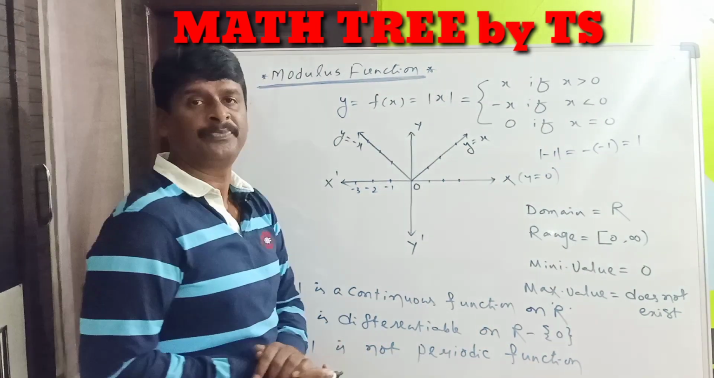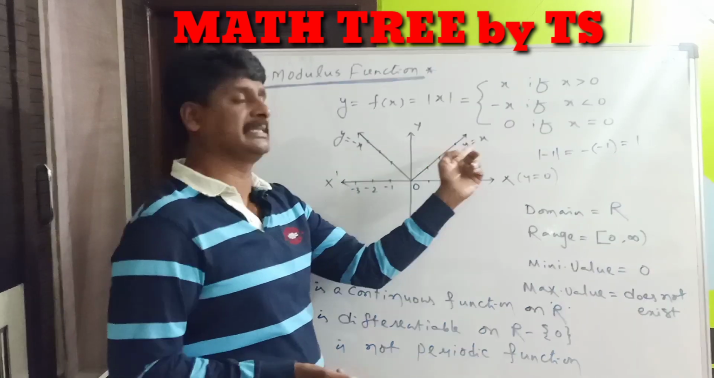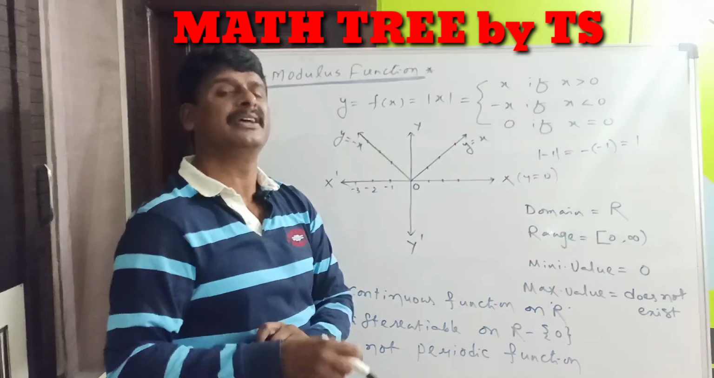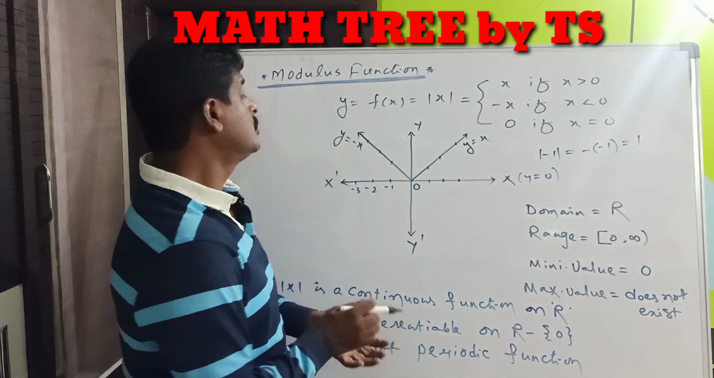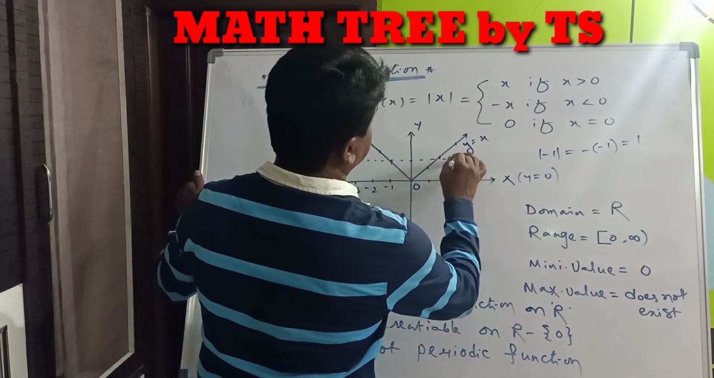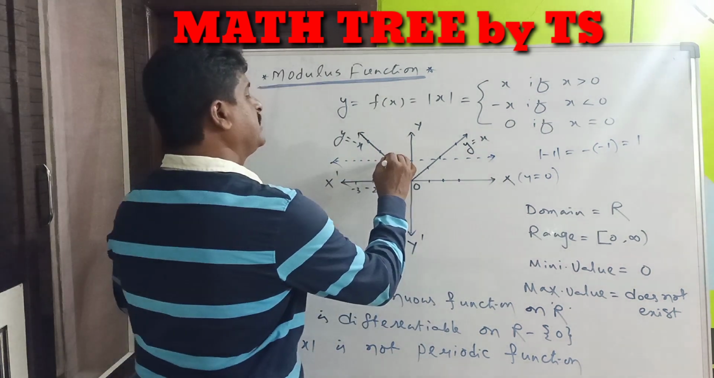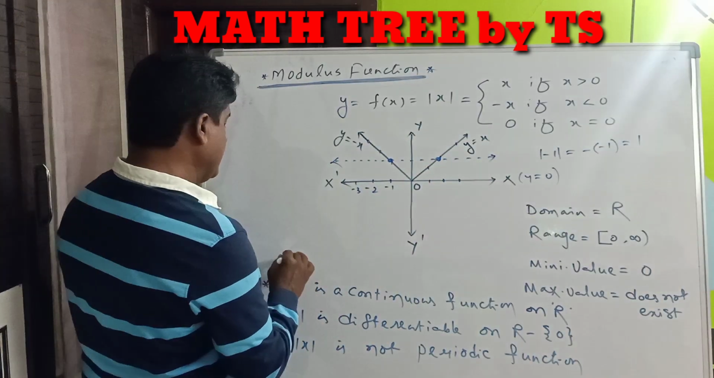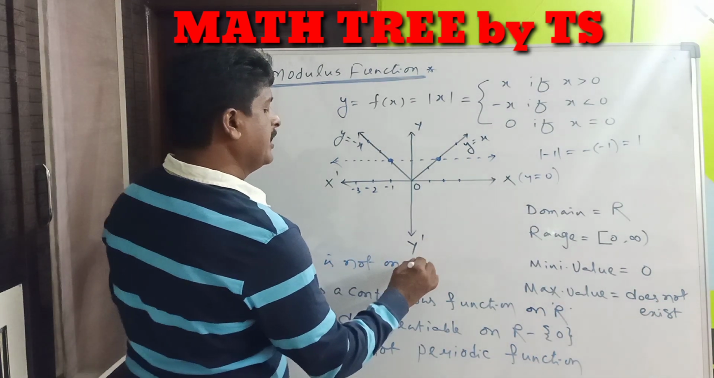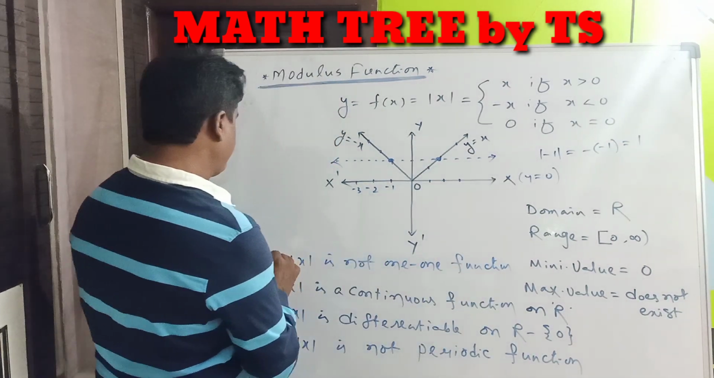And also you see, if you draw a line parallel to the x-axis which intersects the graph in more than one point, then it is not one-one. So if I draw a line parallel to the x-axis, it is intersecting the graph in two different points. So that's why the mod x graph is not a one-one function. We can also decide one-one nature through the graph.